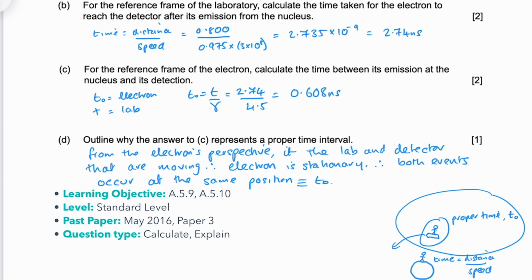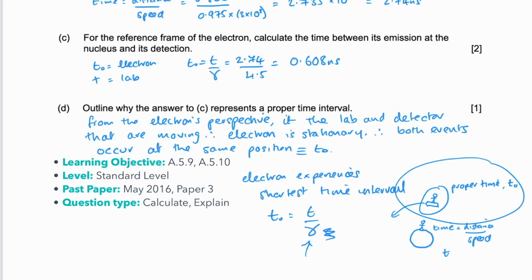You could also just say that the electron experiences the shortest time interval. And you could put down the formula, T naught equals T divided by lambda. If this is greater than 1, then T naught must be shorter. So you could write either of those two things.